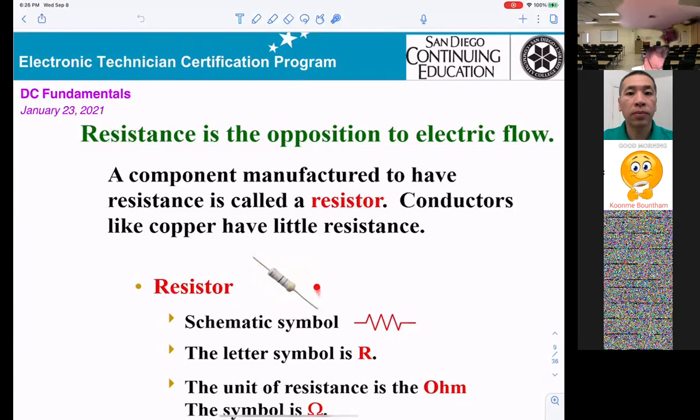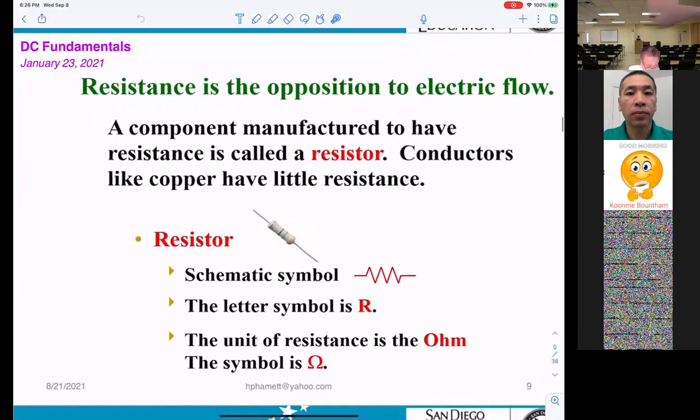This is the symbol for a resistor. Okay. If you already work in electronic assembly, then you recognize that. This is a schematic symbol. That means when you are looking at a schematic and you see this symbol, you know this is a resistor. The letter symbol is R. The unit of resistance is the ohm, and this is its symbol. So it can be in ohm, in kilo ohm, or in mega ohm. Okay.